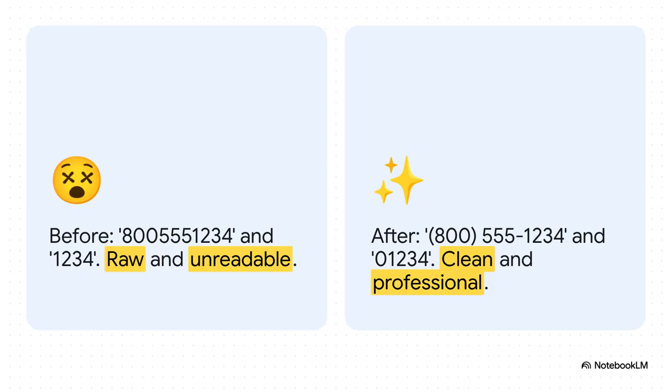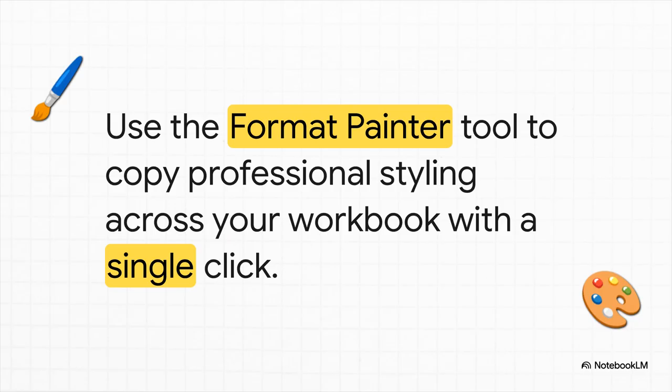A phone number is just a long string of numbers. A zip code is missing its first zero. But on the right, with some simple custom formatting, Excel automatically turns that mess into a clean, professional, and super easy to read report. And what about making it all look consistent? Oh, you're gonna love this. The Format Painter tool is an absolute lifesaver. You get one cell looking perfect, and then you just click and paint that style across your whole workbook. It's effortless and it looks so good.